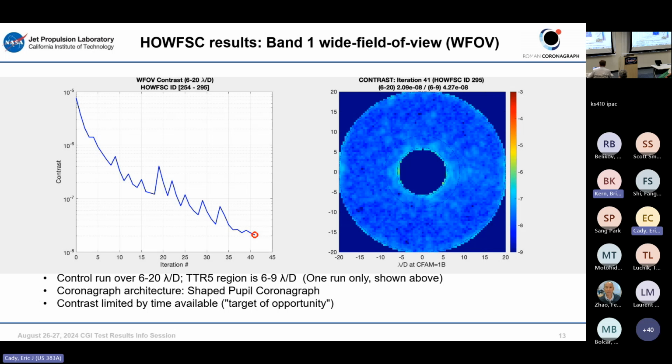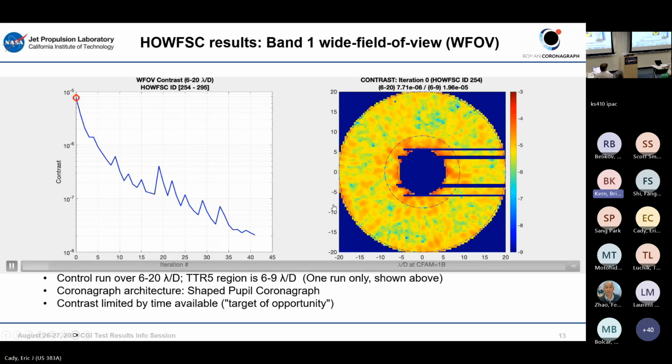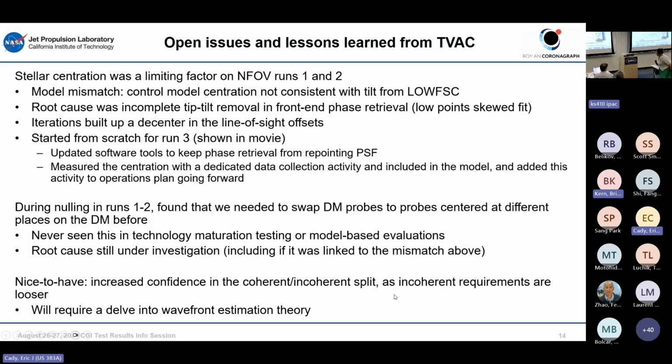And I think I could just run this for the last two slides. I think that's almost done. Let's see. So, some open issues.